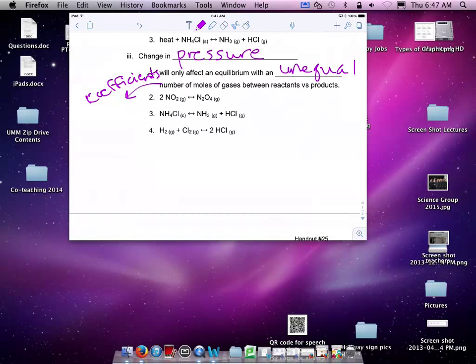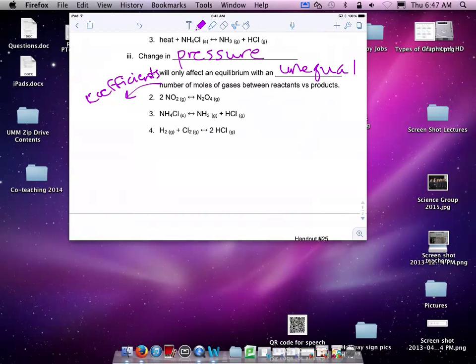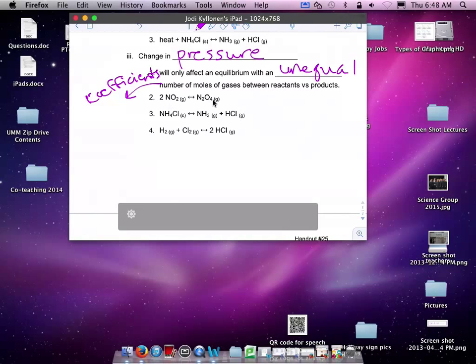So we'll just count them. For example, this is a gas and this is a gas. This coefficient is 2, this coefficient is 1, meaning that this side has more moles of gases than this side does. So it is unequal. That means right now, this side has a lot more pressure just because there are more moles of gases. So if I increase the pressure of this whole thing, this side is going to have way too much pressure, so it's going to shift to the side where there's not enough. And so the reactant would shift towards the product to try to relieve that stress.